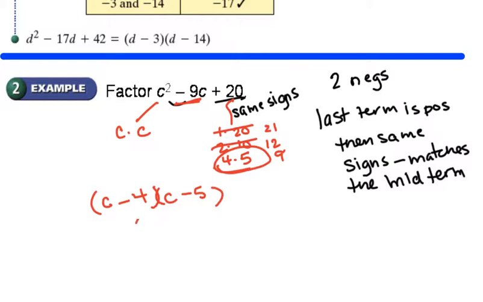Now this is the exact same as this. It doesn't matter the order as long as you have those terms, okay? C minus 4 times c minus 5, c minus 5 times c minus 4. 5 times 2 is the same as 2 times 5, okay? All right, now let's look at example 3.